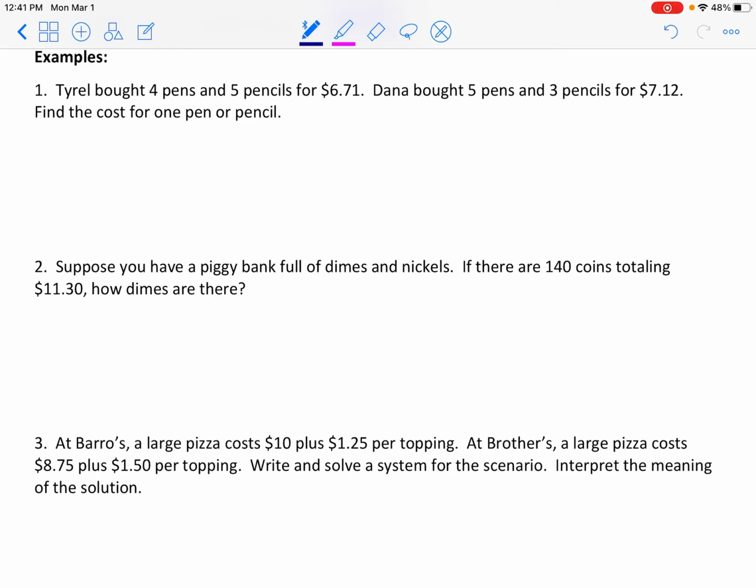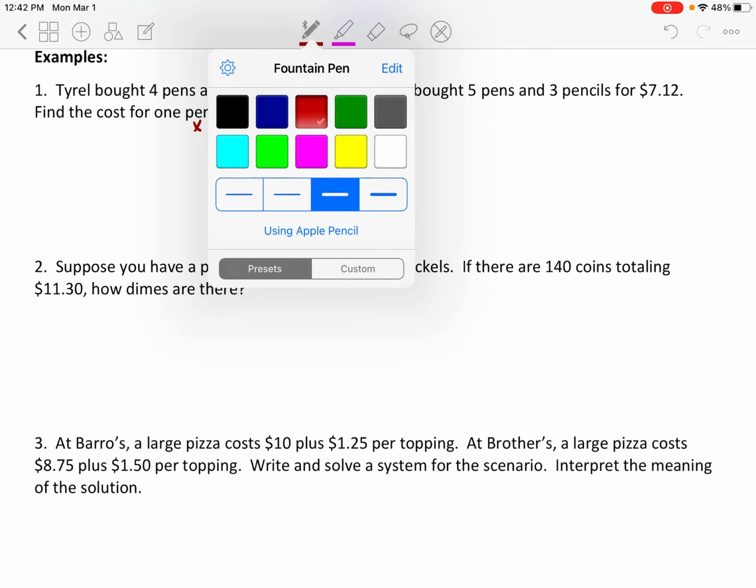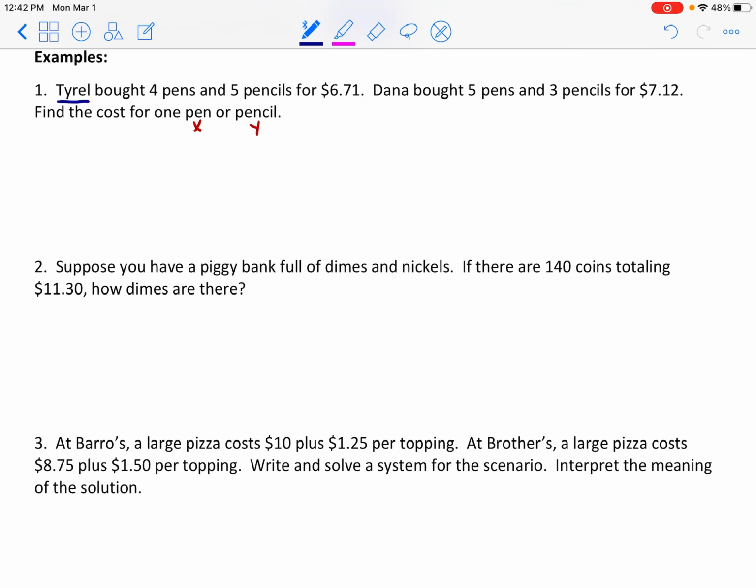Number one says Tyrell bought 4 pens and 5 pencils for $6.71. Dana bought 5 pens and 3 pencils for $7.12. Find the cost for 1 pen and 1 pencil. So we're looking for the cost of a pen, let's call it x, and the cost of a pencil, let's call it y. Those are our two variables in this situation. The two people they're telling us about here are Tyrell and Dana.